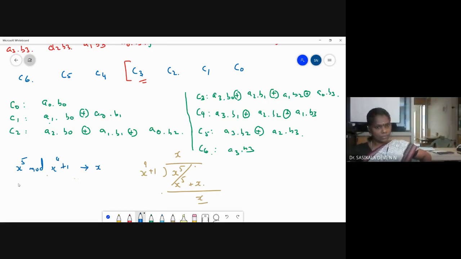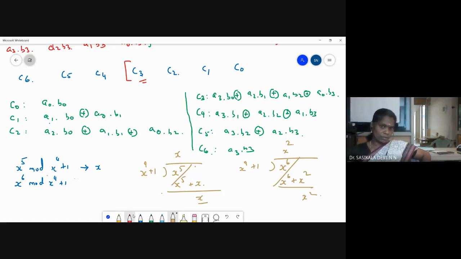Okay, so let's go ahead with one more because we need a general notation for this. x power 6 mod x power 4 plus 1. Just divide it. x power 6, x power 4 plus 1. Now the coefficient is x squared; x squared times x power 4 is x power 6 plus x squared. These two will cancel out, you will get x squared. Okay, so in this manner we can do this.